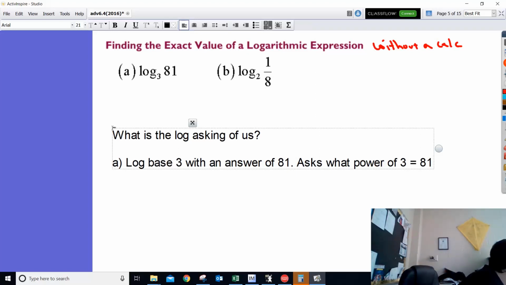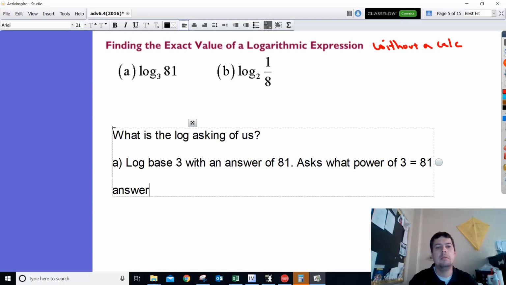And you should be able to answer that one. What power of 3 creates an 81? Fourth. Well, it equals 4, because 3 to the 4th is 81.